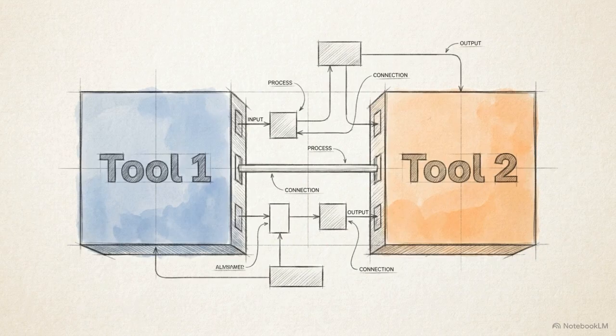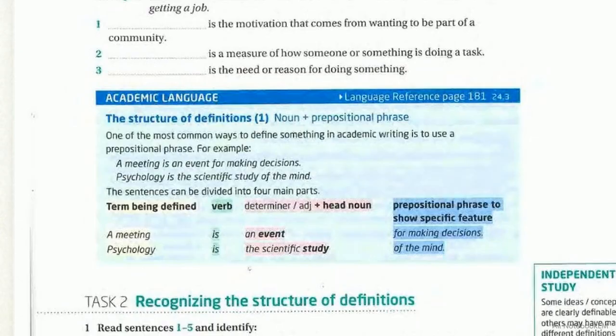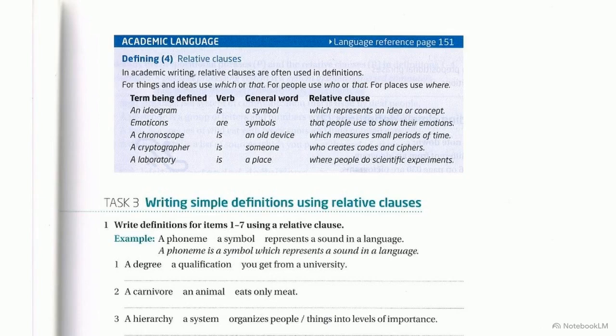We have two primary grammatical tools to fill that slot. The first is the prepositional phrase. This table outlines the structure of definitions. Look at the row for a meeting. After establishing the general word, you attach a preposition. Here, the blue column highlights for making decisions, securely attaching to the general word, an event, to narrow its exact purpose. The second tool is the relative clause.